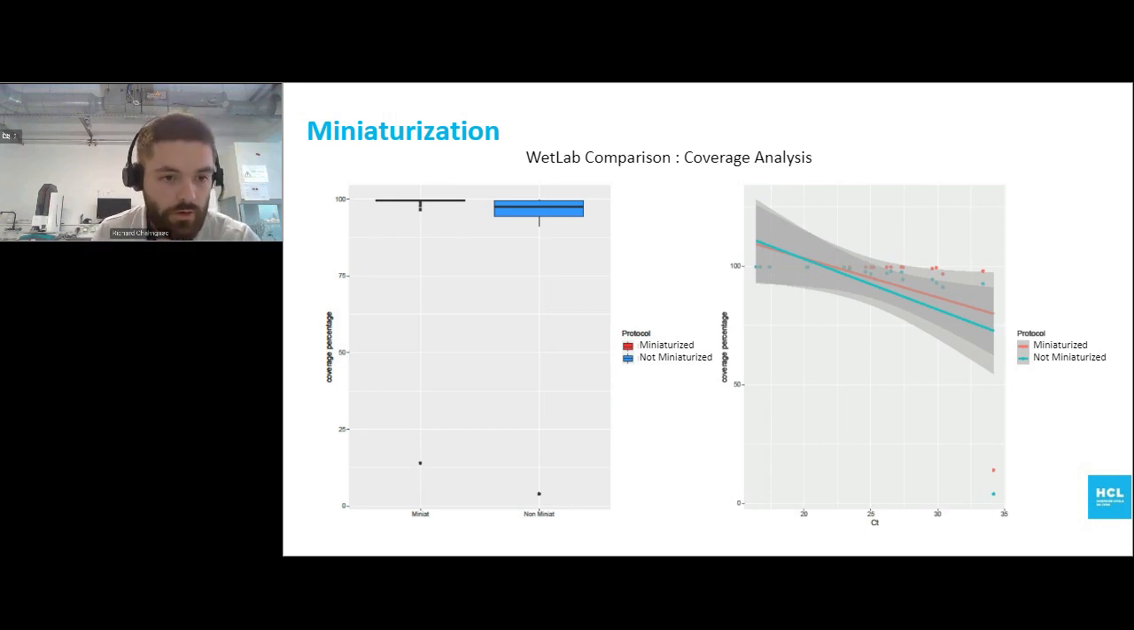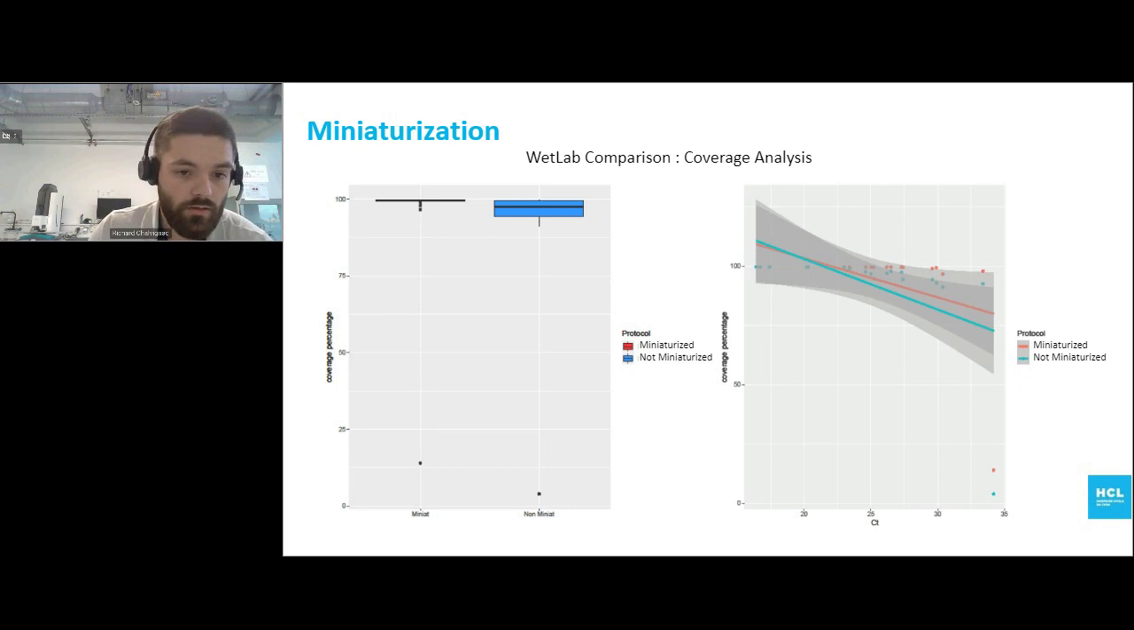For those who are not familiar with those aspects, the coverage percentage represents the number of reads aligning to the reference genome sequence. So you can see here on the left side of the screen, the box plot representing the coverage percentage for the 20 samples that I talked about earlier.